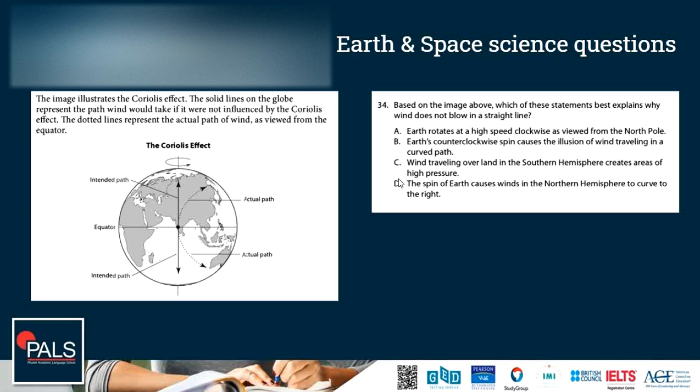C, wind traveling over land in the southern hemisphere creates areas of high pressure. That might be possible, but we don't get any information about high pressure zones, so we probably can exclude C as well. Let's check if D is correct. The spin of Earth causes winds in the northern hemisphere to curve to the right. That sounds good. The wind's actual path is curved, and as we can see in the illustration, on the northern hemisphere it curves towards the right. So answer D is correct.